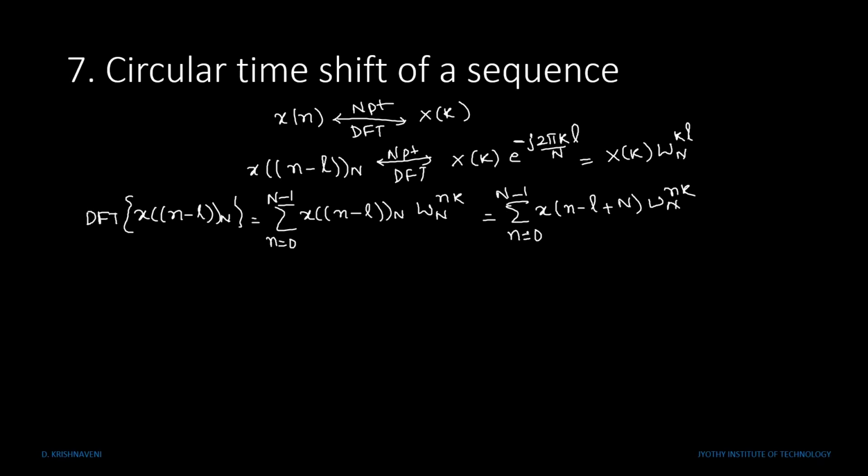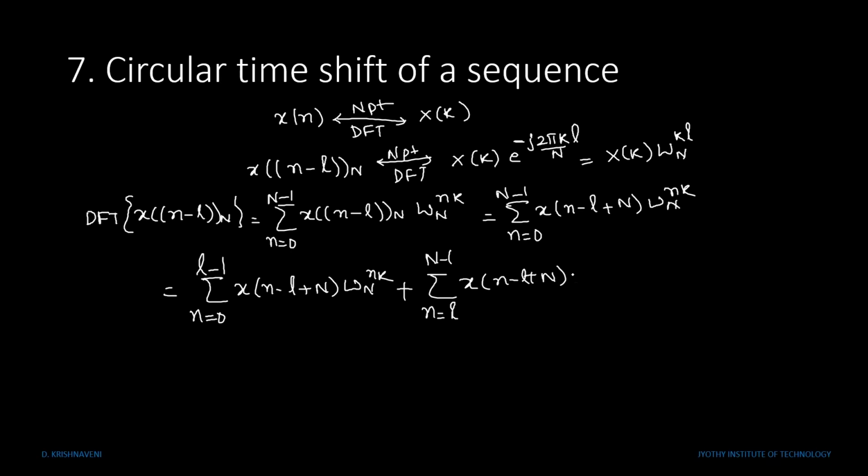Now this particular summation, what we are going to do is split it into two summations, that is n is equal to 0 to l minus 1 and l to N minus 1. So the same summation I'll split into two, that is n is equal to 0 to l minus 1 containing l points, x of n minus l plus N, W N to the power of nk, plus summation continue, l to N minus 1, x of n minus l plus N, W N to the power of nk. Now we'll take these two summations one by one, and the addition of the two results will give us the final DFT.